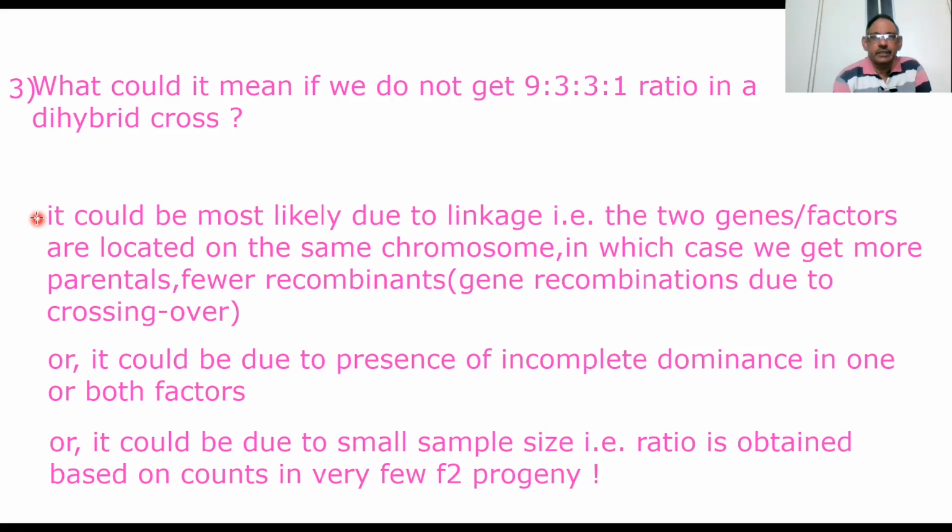That is, the two genes or factors, capital Y, small y, capital R, small r, are located on the same chromosome, which means in this case we get more parentals and fewer recombinants. We may get recombinants, and if we do get recombinants, even if the two factors are linked, such recombinants are not called Mendelian recombinants, they are called gene recombinations. Gene recombinations are caused due to crossing over. Crossing over is a cytological phenomenon which occurs during Pachytene stage of meiosis 1.